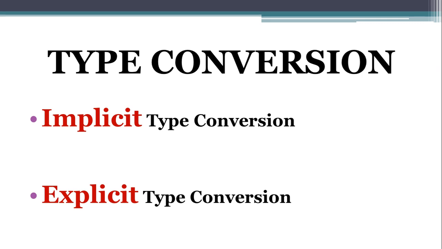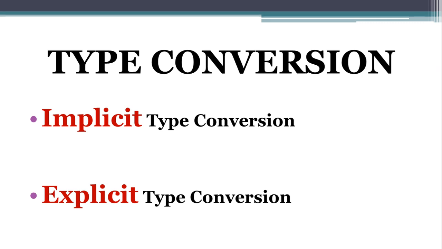Now what is implicit type conversion? When Python automatically converts one data type to another data type without the involvement of the user or the programmer, then it is known as implicit type conversion. While the type of conversion in which the user has to explicitly convert an object of one type to an object of another type is known as explicit type conversion.